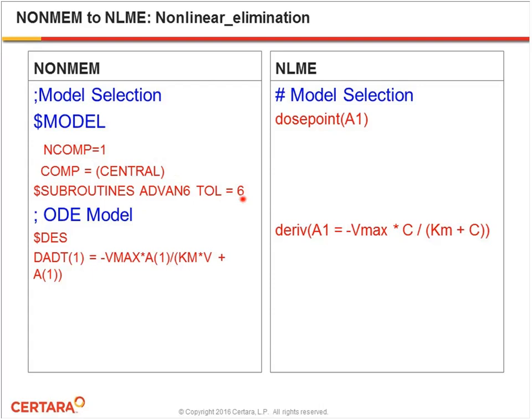Corresponding statements on the NLME model, we have to specify the dose point in NLME. This is A1, and this is a differential equation given in the deriv statement.